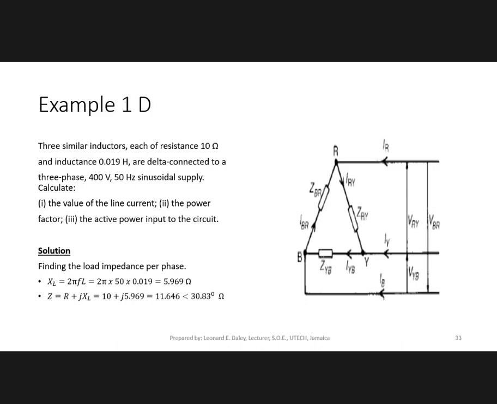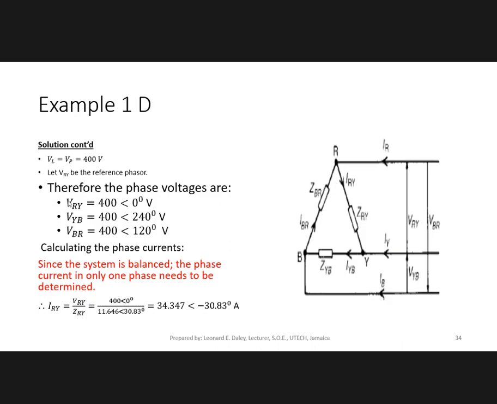So I'm going to give you about 10 minutes. Maybe that's too much. But 10 minutes to solve this. All right. Phasor. Therefore, the voltages are this: VRY is 400 at angle 0, VYB is 400 at angle 240, VBR is 400 at angle 120 degrees. All right, so this is something that somebody had asked me about earlier.